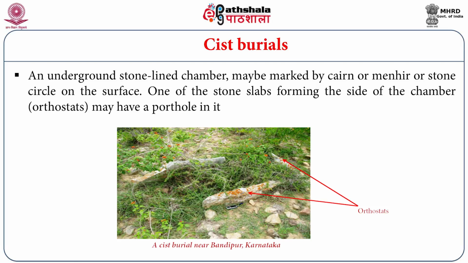The particular image you have is from Bandipur, Karnataka. We have only 3 slabs planted. We do not know if it originally had a capstone. The stone that is on top is called the capstone. Probably that is lost. Here we have only 3 slabs, and it is almost buried, maybe 10 or 50 centimeters above the ground. That is why it is called a cist burial. If the same cist is almost 90 or 100% above the ground, we would call it a dolmen.